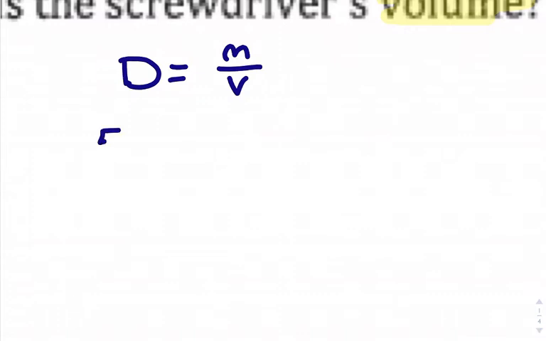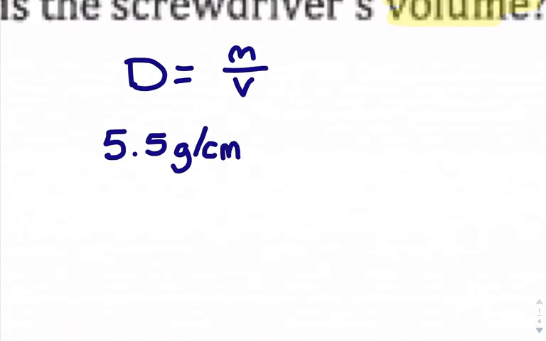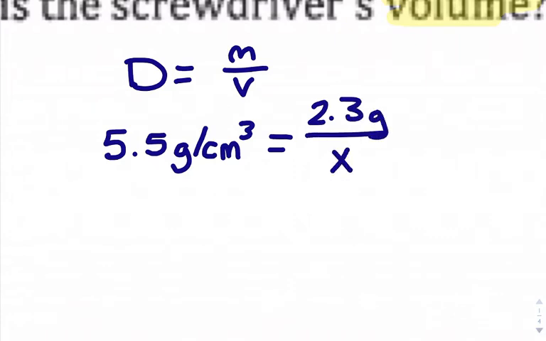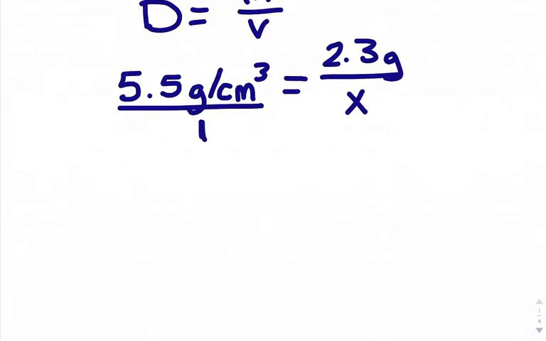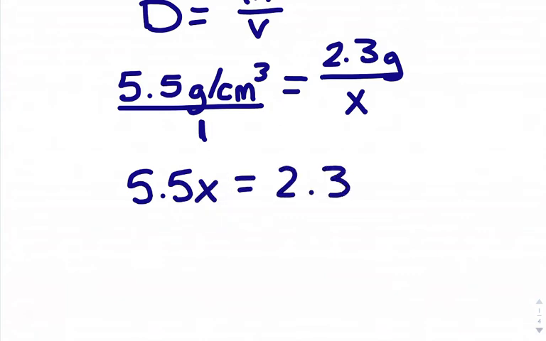So our density was 5.5 grams over cubic centimeters. It gave us a mass of 2.3 grams. And then it wants to know our volume, so our volume is x. In this case, I have a whole number equal to a fraction. Whenever you see that, you put your whole number over 1. Then you can cross multiply. So this is going to become 5.5x equals 2.3. Now to get x alone, you divide by 5.5.